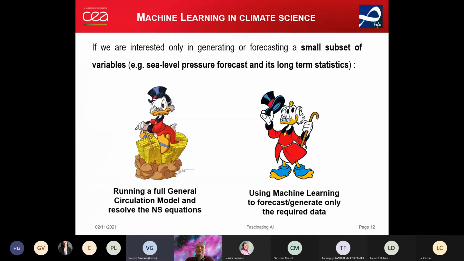But running a general circulation model is very expensive in computing power and time. What can machine learning methods bring? Could it save time and computing power? So could it save money at the end for identical precision, of course? Next slide, please.